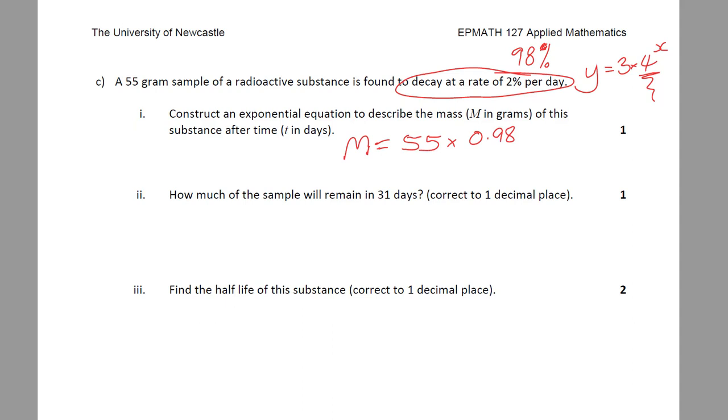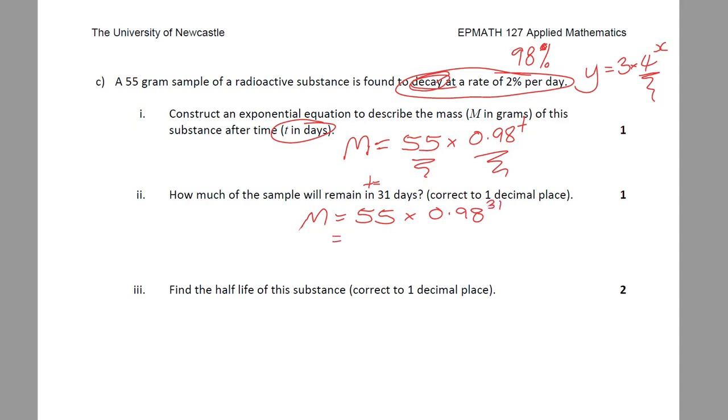To the power of, well, not x in this case, it's t. T's our other variable. Instead of y and x, it's m and t. That's the equation. So they all look very similar. Initial amount at the front, some multiplying factor, which in this case is showing decay, it's less than 1. To the time. How much of the sample remains in 31 days? Well, time is in days. So in other words, it's just saying when t equals 31, what's the mass? Well, it's 55 by 0.98 to the 31.